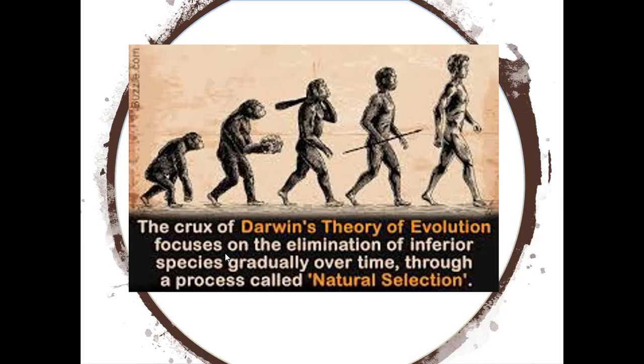Okay, so the theory of evolution. The crux of Darwin's theory of evolution focuses on the elimination of inferior species gradually over time through a process called natural selection. So there it is. That's the one right there that gets everybody in trouble, because that comment, elimination of inferior species, is what I was saying before. And people that make this about race and justify racism through Darwin's theories are called social Darwinists, where they feel that the dominant human species should dominate and crush the inferior ones. And okay, that would not please Darwin to hear that's how people saw his theory.